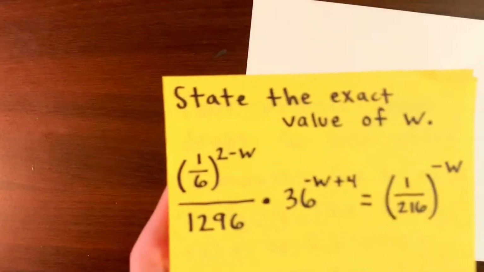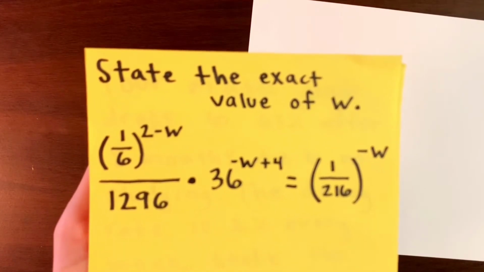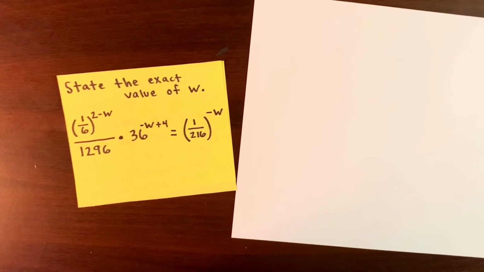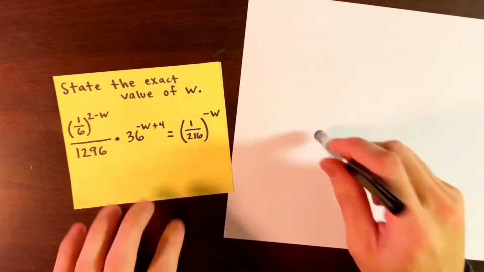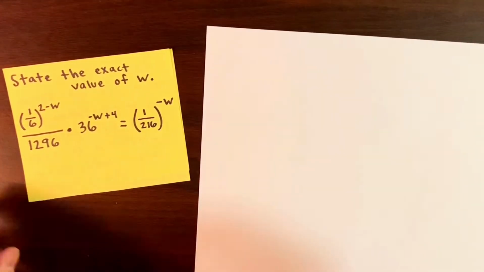Why don't you guys try this problem here? Because the explanation comes to you in 3, 2, 1. So first I'll go through and rewrite everything in terms of 6s. Let's rewrite everything in terms of 6.